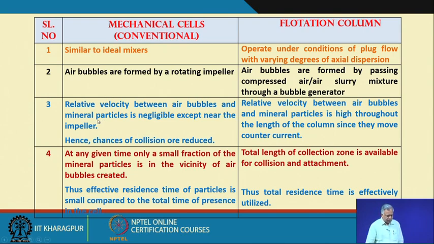Or the bubble size distributions, to be precise. In mechanical cells, the relative velocity between air bubbles and mineral particles is negligible, except near the impeller. Near the impeller, because the particle mass is much higher than the bubbles, the particle may have a much higher velocity than the bubbles, but in other zones it is almost identical. As a result, chances of collision are reduced.